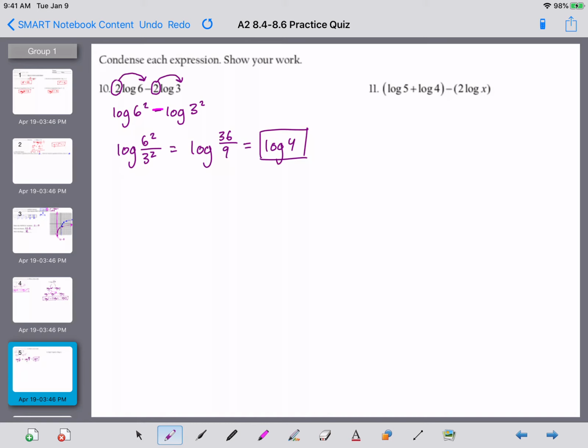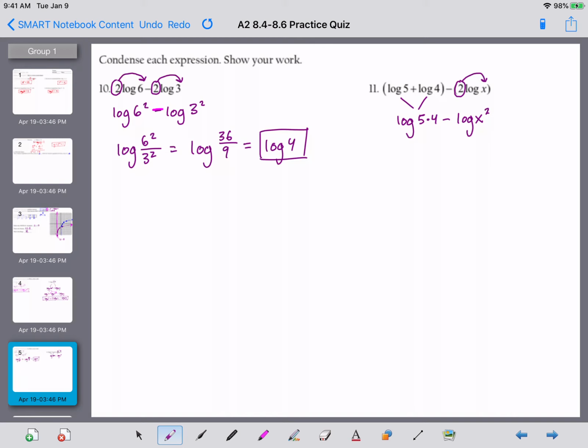Okay, let's try another one. So number 11, we have 3 logs. Since there's parentheses around this first set, we can actually combine these. So we can do this as log. Remember, addition goes with multiplication, so this is going to be log of 5 times 4. Here I can restore this exponent in the back log. So this is log of x squared.